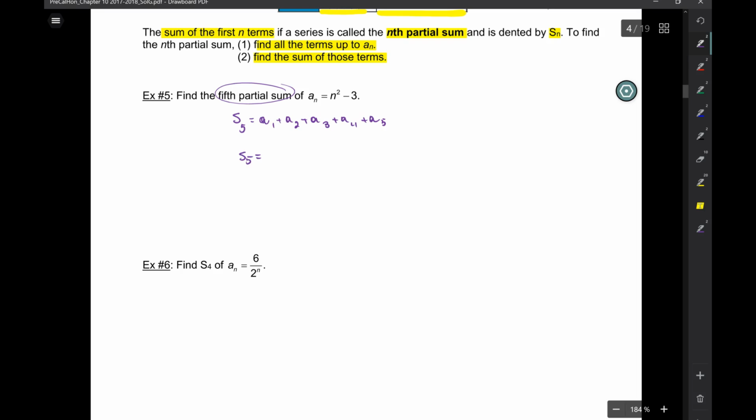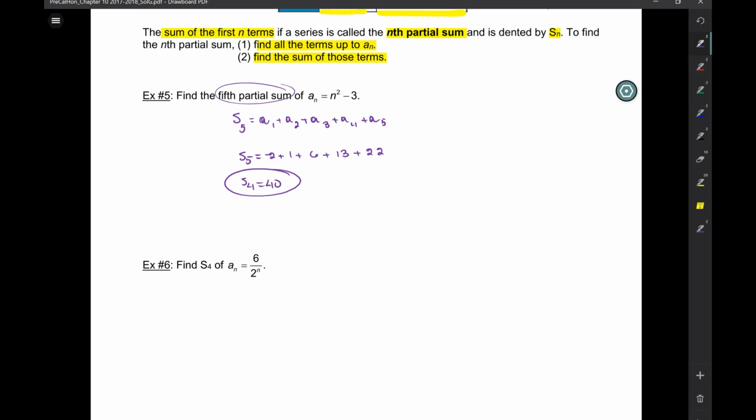Okay, what's A1 now? -2. And A2? 1. And A3, and A4, and A5, 22. We add up all of those numbers and we get, how much? 40. Yep, S of 5. I don't know why I said 4.